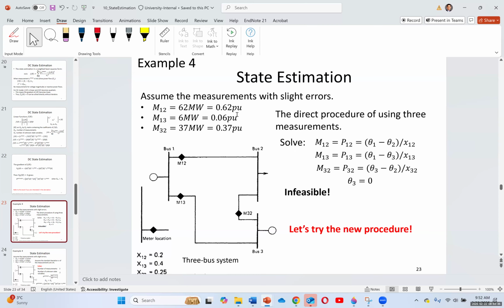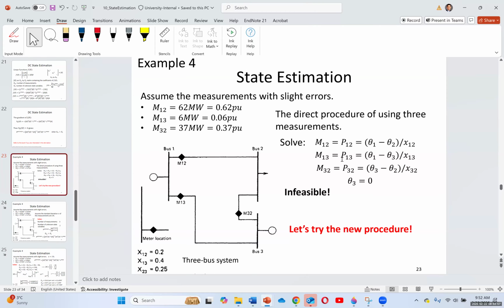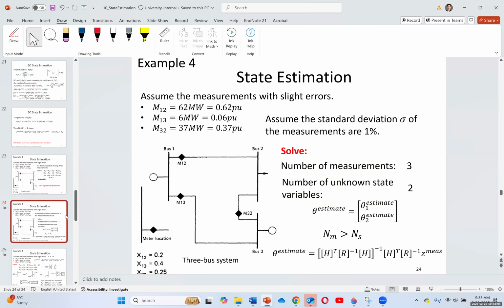So let's solve this example again. We assume that the measurements have a slight error. M12 is 62 megawatts, M13 is 6, and M32 is 37. X12 is 0.2, X13 is 0.4, and X32 is 0.25. Let's try the new procedure. Again, we have the equations for M12, M13, and M32. Using this new method, the number of measurements in M is 3. The number of unknown state variables is 2. So theta estimate, which is theta 1 estimate and theta 2 estimate, is (H transpose R inverse H) inverse H transpose R inverse z mean.